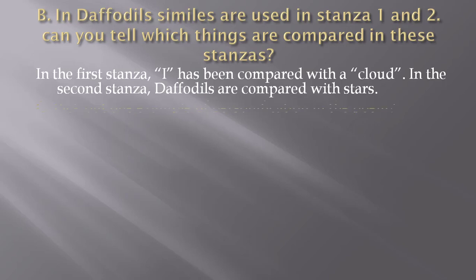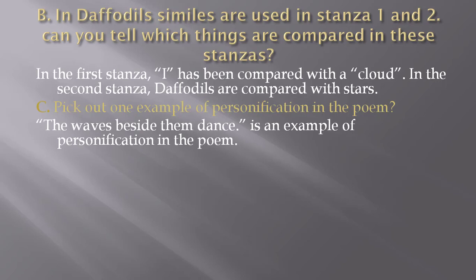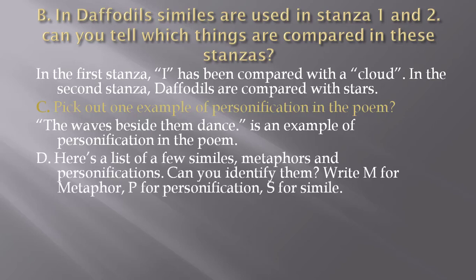Part C is pick out one example of personification from the poem. The waves beside them dance. Dance is a human behavior which has been attributed to waves. As waves can't actually dance, therefore they have been personified. Part D is, here is a list of few similes, metaphors and personification. Can you identify them? Write S for simile, M for metaphor and P for personification.